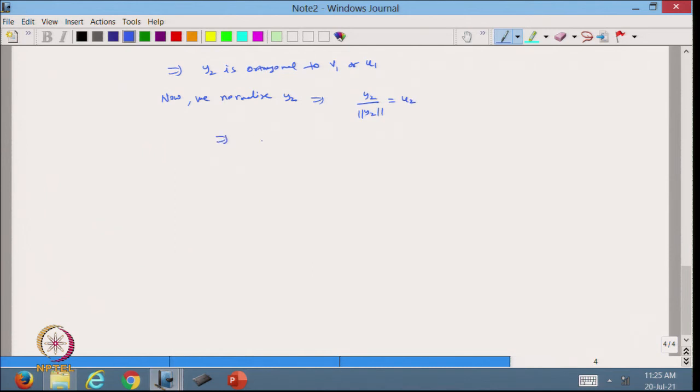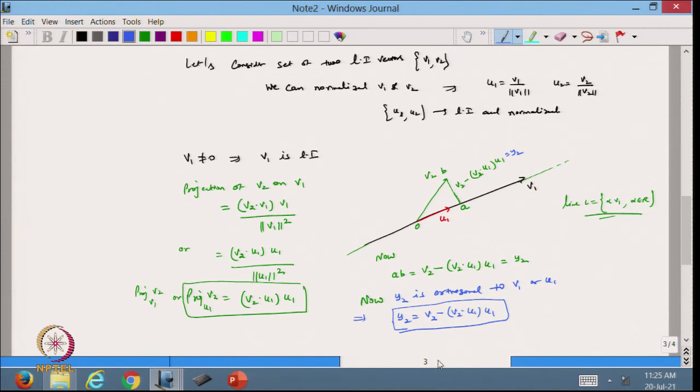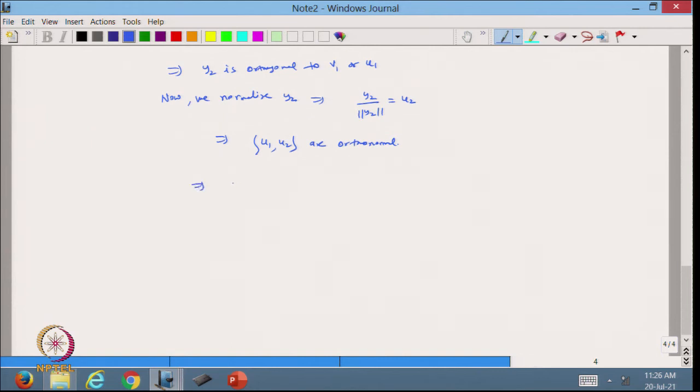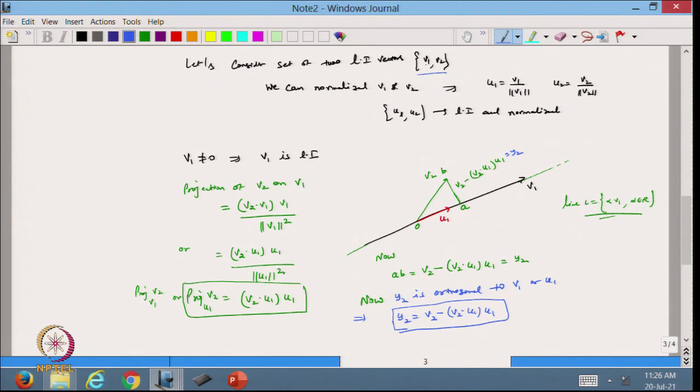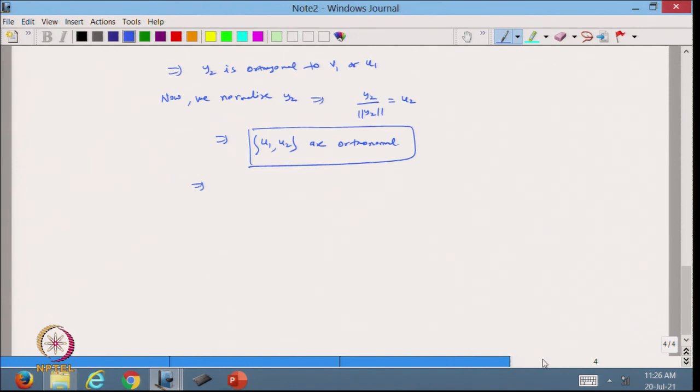So, from here I can say that the vectors U1 and U2 are orthonormal to each other. We started with the linearly independent vectors V1 and V2, and from there we have constructed vectors which are orthogonal to each other and have magnitude 1. So, this becomes the orthonormal basis. If I have a basis with two vectors, then by this process we are able to make it orthonormal.